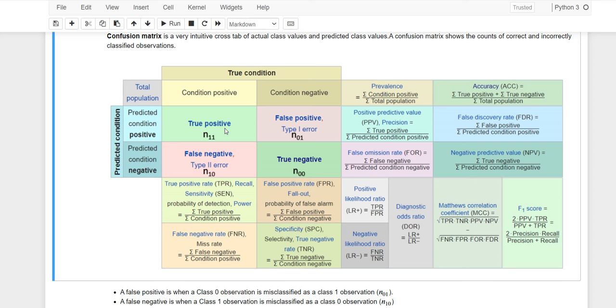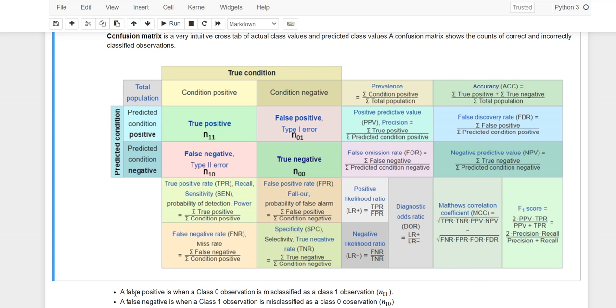You have the true negatives, which are the observations predicted not to be part of a class that are actually not part of that class. You have the false positives, which are the observations predicted to be part of a class that are actually not part of the class. Last but not least, you have the false negatives, which are the observations predicted not to be part of a class that are actually part of the class.